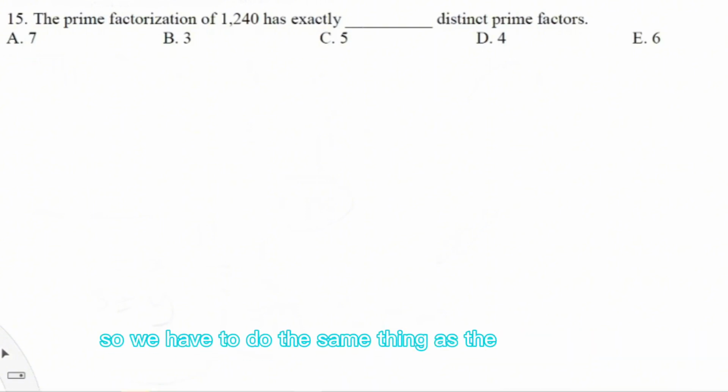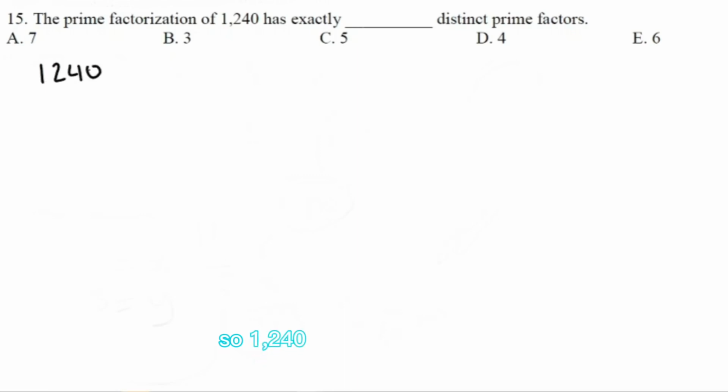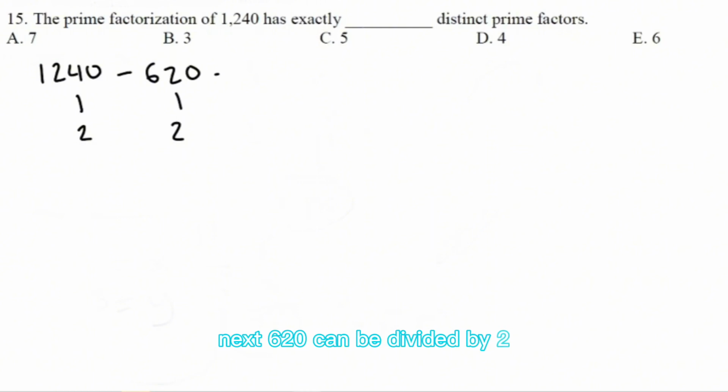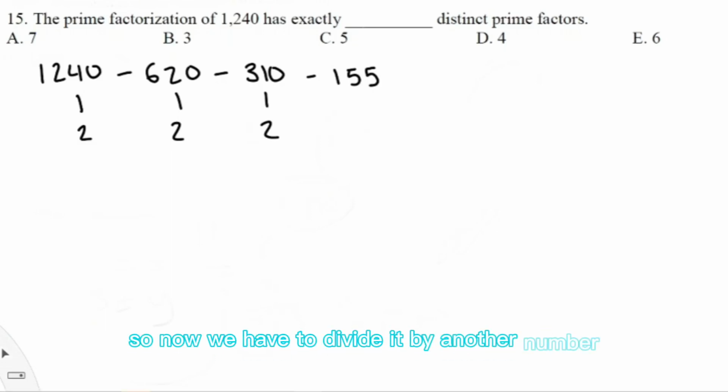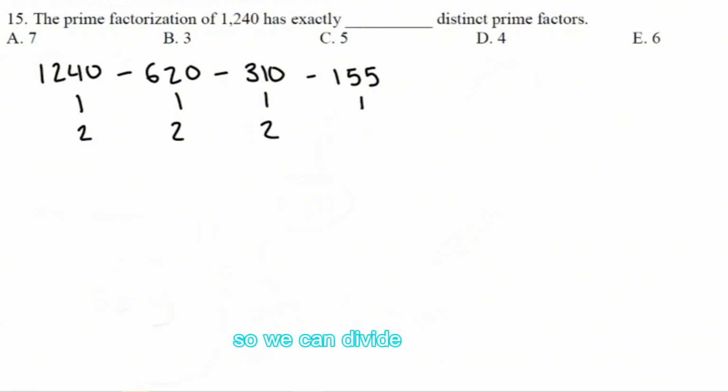Okay, so we have to do the same thing as the last problem. So 1240 can be divided by 2 because it's even. So 2 and 620. Next, 620 can be divided by 2 and 310. Next, 310 can be divided by 2 and 155. Alright, next. So 155 can no longer be divided by 2, so now we have to divide it by another number. So we can divide 155 by 5 because it ends in 5. So 155 divided by 5 equals 31. Alright, 31 is also a prime number, so we can't divide any further.